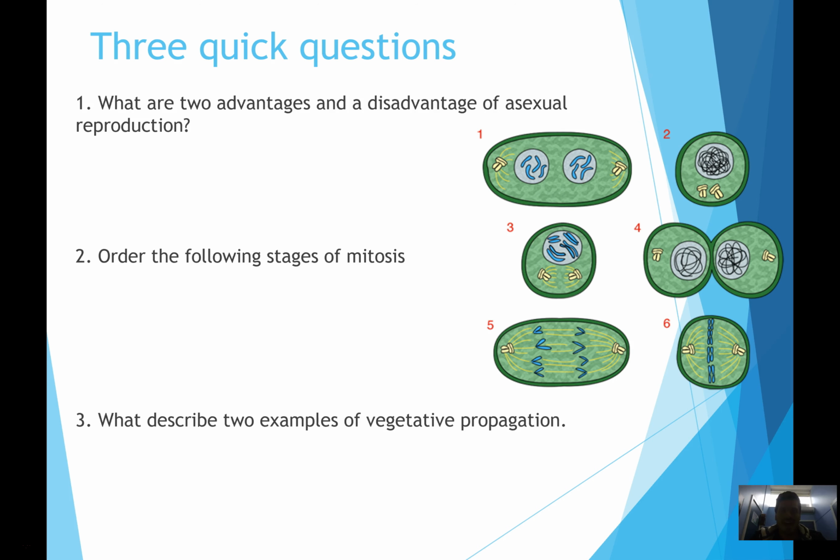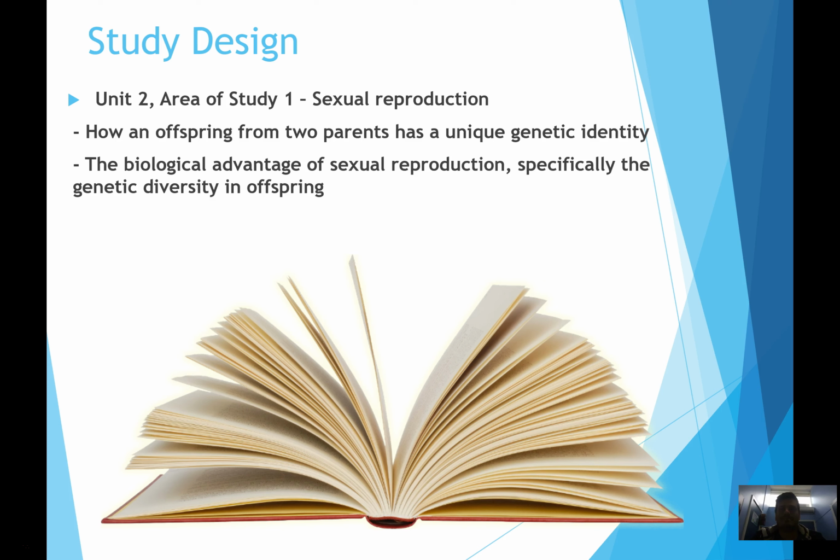Pause the video here and have a go at these 3 quick questions, and we'll go through them together in class. So in the study design, we're still in Area of Study 1 of Unit 2. We want to talk about how an offspring from 2 parents has a unique genetic identity. That's really the most important part of sexual reproduction. But also we want to talk about the biological advantage of sexual reproduction, specifically the genetic diversity in offspring.